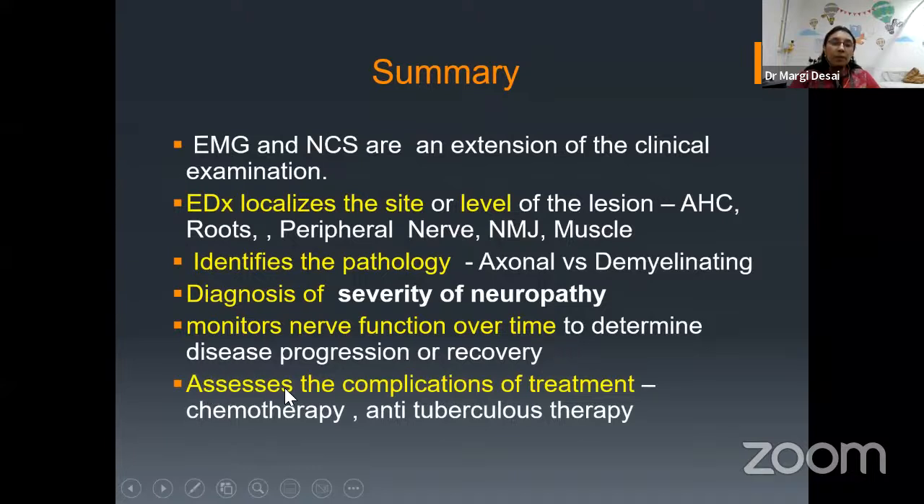EMG and nerve conduction also help in assessing complications of treatment. As we saw, neuropathies caused due to antituberculous therapy, antiretroviral therapy, or chemotherapy can be assessed and evaluated by nerve conduction studies.